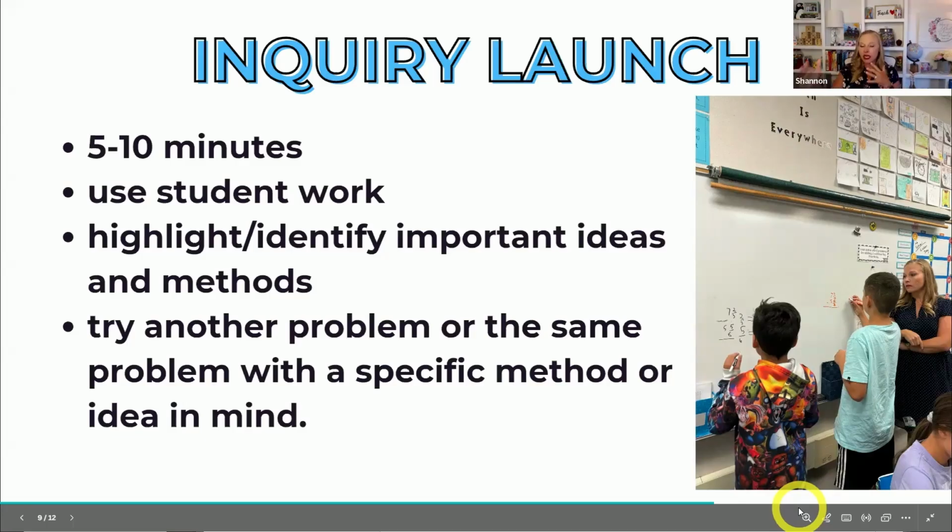Go try it. I'm walking around the room, and I'm doing it enough to get what types of ideas are out there. And I'm gathering the ideas that are going to help me to teach it explicitly using their ideas.